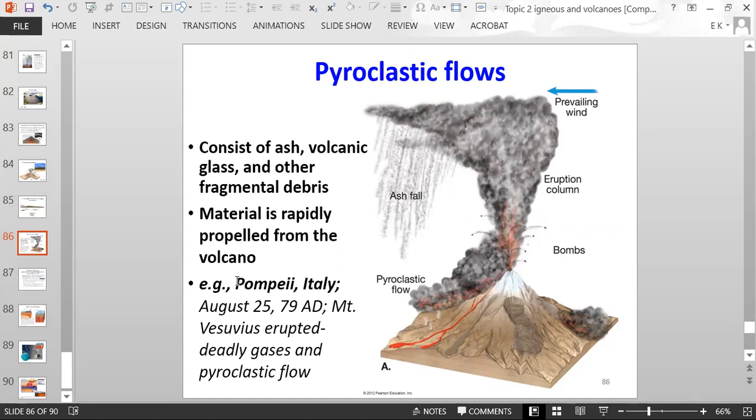So an example of how dangerous a pyroclastic flow can be is Pompeii, Italy. So in the year 79, Mount Vesuvius erupted, and there were deadly gases and pyroclastic flows that killed many people in the village of Pompeii. So it could be very deadly.